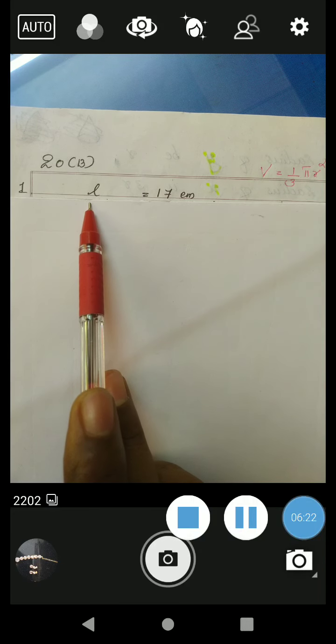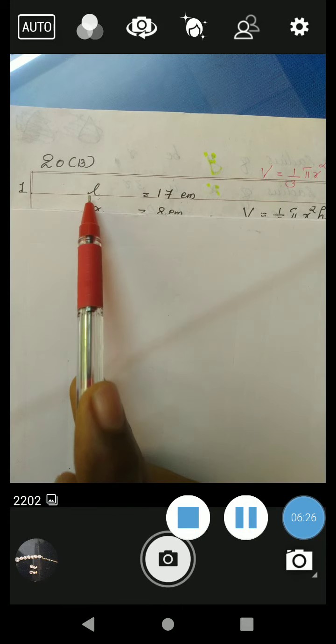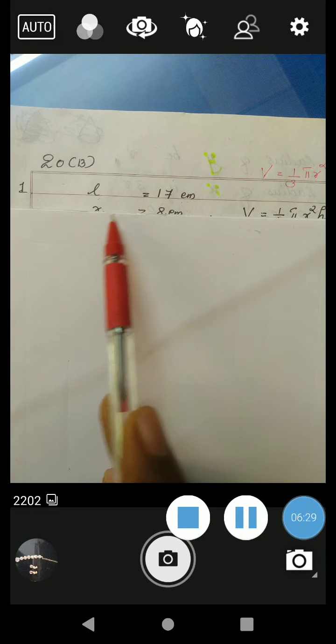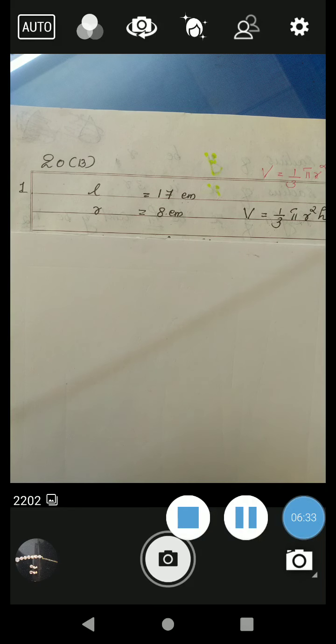But what is given here? Write the given things. Slant height L is equal to 17 centimeter and base radius r is equal to 8 centimeter. We know volume is 1/3 pi r square h, so we want to find h.